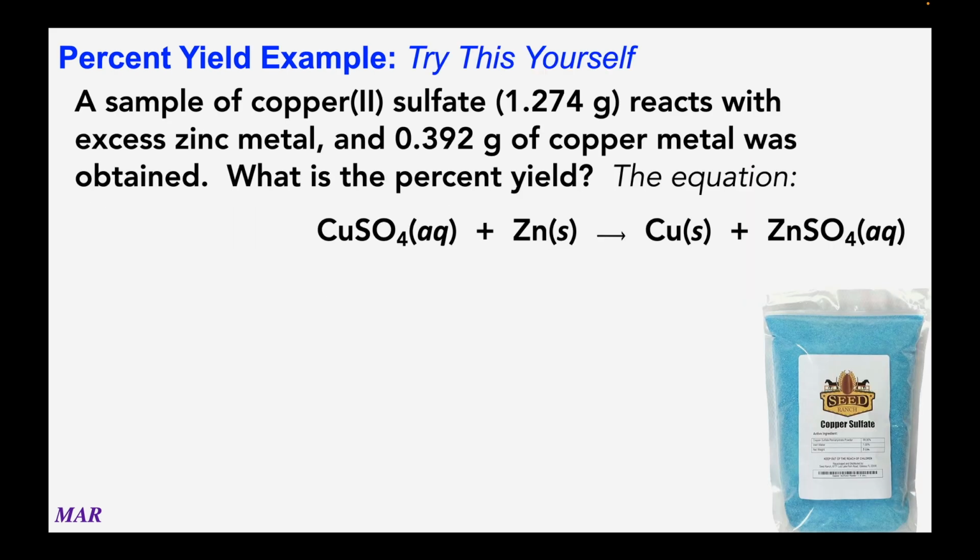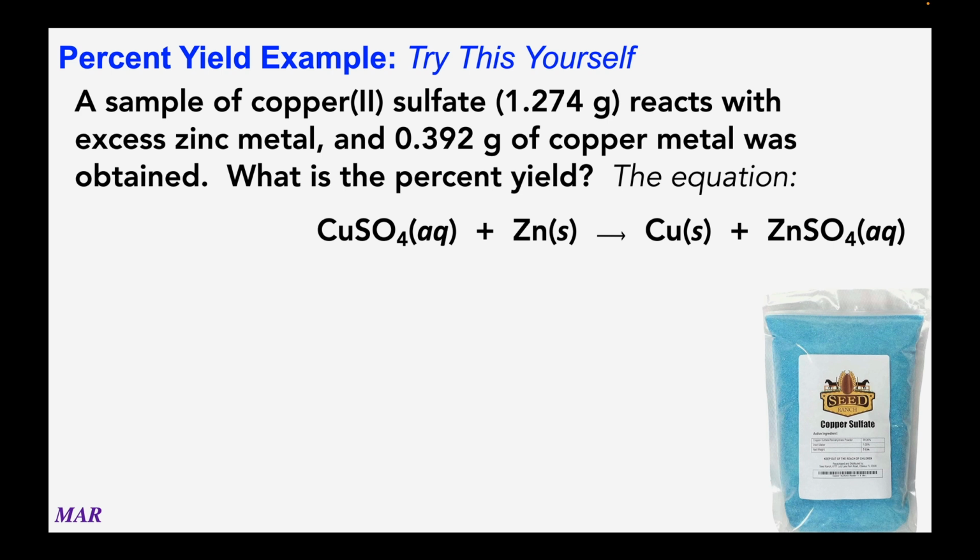Here's another reaction that I'd like you to try yourself and see what you get. This is just a way to test yourself. This stuff is super important to chemists because, again, this is how chemists get paid, remember? So it can be kind of cool. In this problem, we've got a sample of copper(II) sulfate. We have 1.274 grams of it, and it's reacting with an excess of zinc metal, and we actually get 0.392 grams of copper. Notice that that's the yield that we received. It is not the actual amount that we calculated. So I want you to calculate what the percent yield is going to be here.